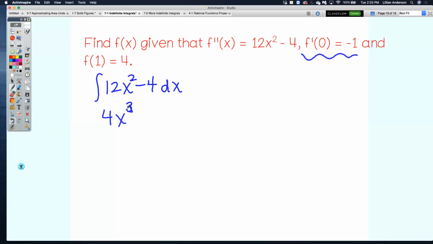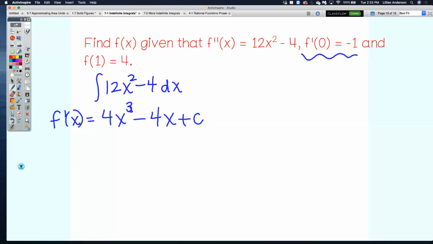Minus 4x plus c. Double check behind me, is that right? Hold on. Yeah, that's right. So that represents f prime of x.